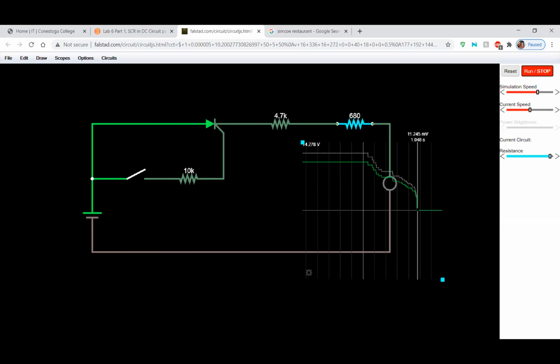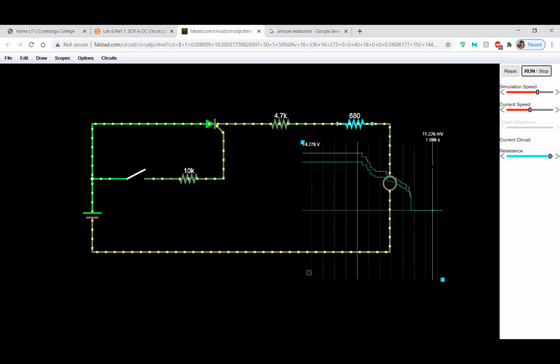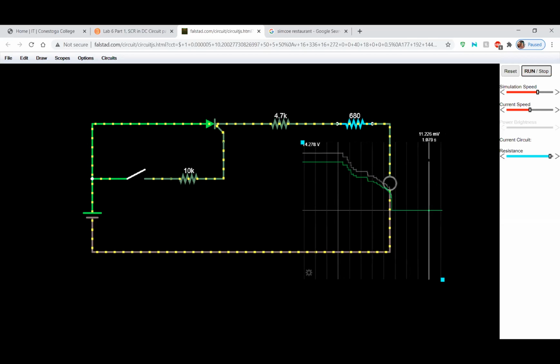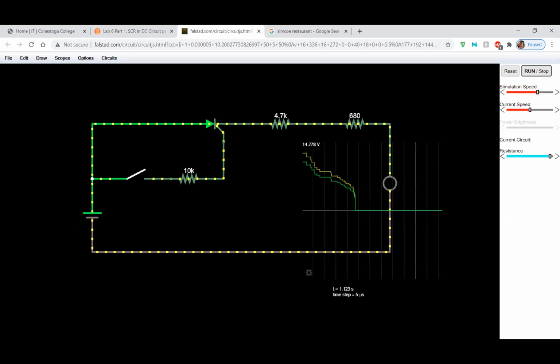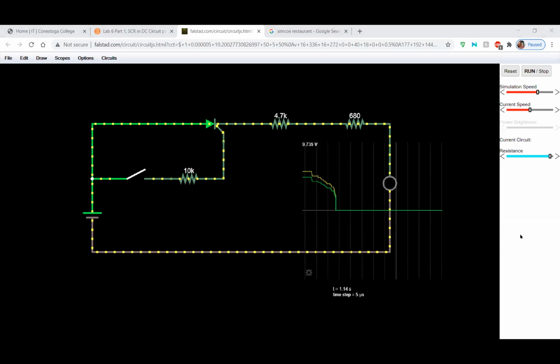Okay, so how do you turn on an SCR? In short, you trigger the gate. How do you turn off an SCR? You decrease the current below the holding current, and that's it. Any questions? I hope that you take a chance and that you can play with this.